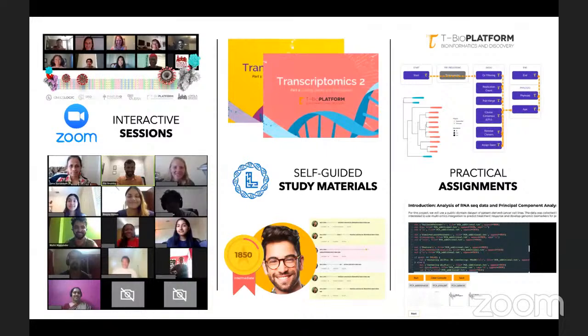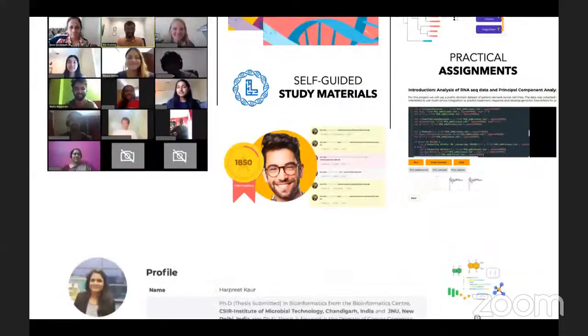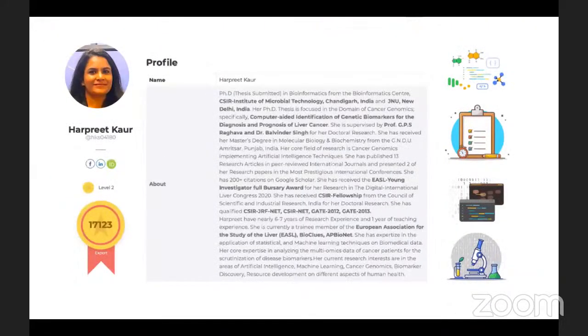So with this, let me invite our Omics Logic trainer, Dr. Harpreet Kaur. Dr. Harpreet Kaur is one of the trainers that will help facilitate many of the sessions, and her areas of specialization are NGS data, genomics, transcriptomics, and the application of machine learning. So with this, I will hand it over to you, Dr. Kaur. Thank you, Dr. Mohit.